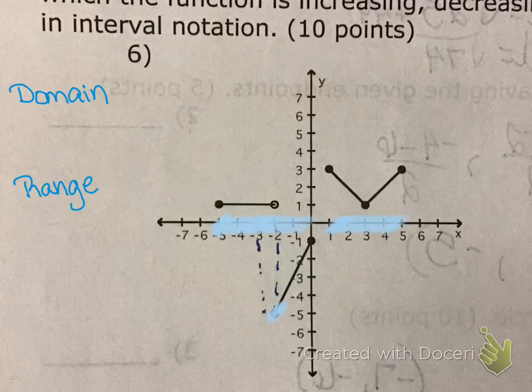Okay? So that is my domain. So I start here, okay? And do I have an open dot or a closed dot at negative 5? I have a closed dot. So that means that negative 5 is included. Now, I go all the way to 0. Okay, now I've got 2 different line segments here, but I'm still going all the way to 0. Now at 0, do I have an open dot or a closed dot? I have closed, so 0 is included.